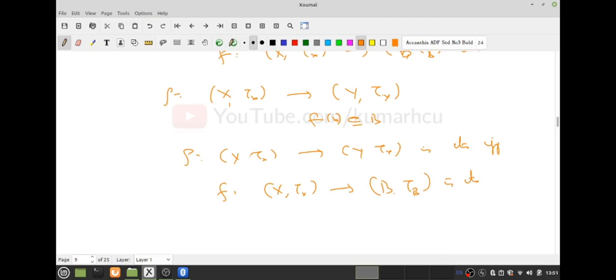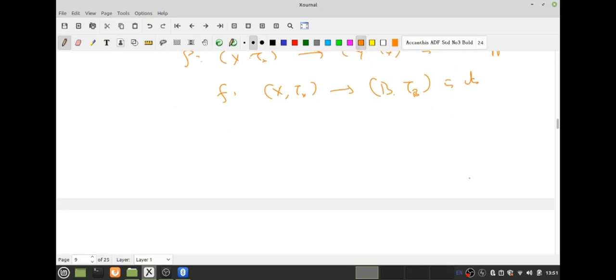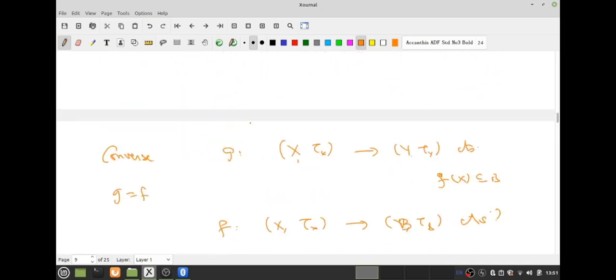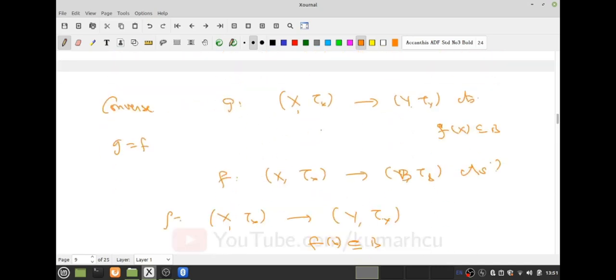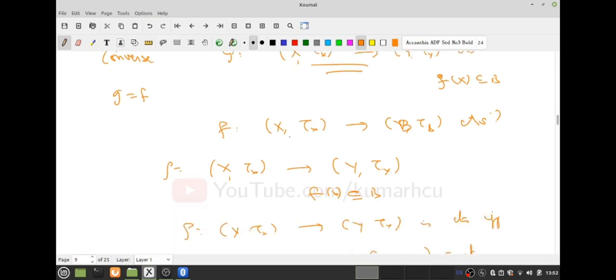Let's look at an example. f from R to R, but taking only non-negative values, like f(x) = e^x or f(x) = x² + 1, some such thing. Now what do I have to prove? The converse: given that g is continuous, that is, f as a function from (X, τ_X) to (Y, τ_Y) is continuous, I want to know whether f is continuous.